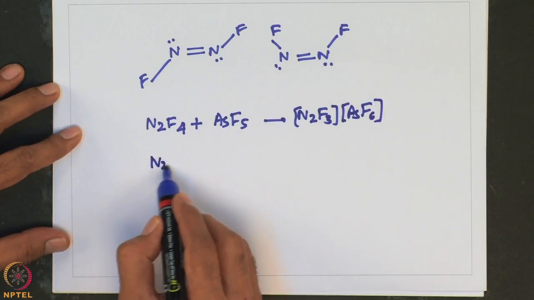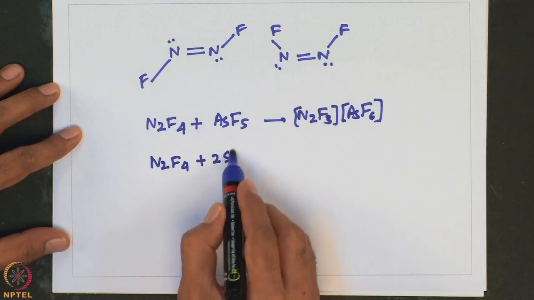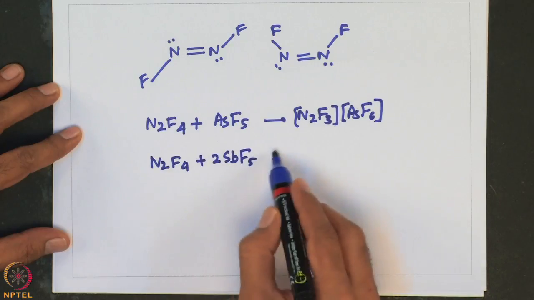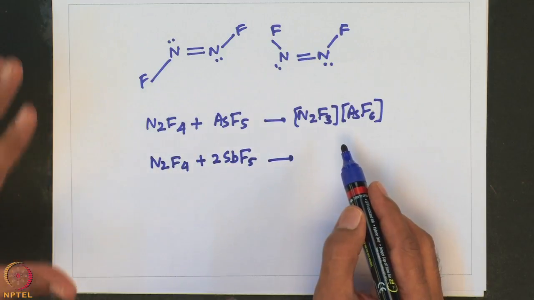Similarly, N2F4, when it is treated with antimony pentafluoride, it forms a dimeric species having an Sb-F-Sb bridge.